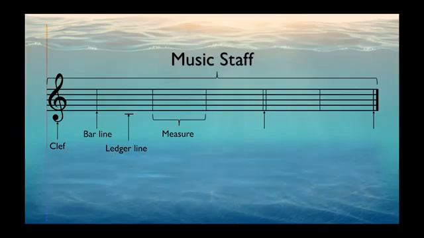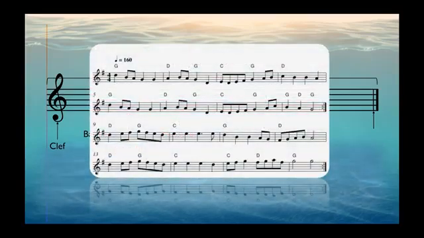In this example right here, you can see that only the first measure of each line is numbered. Right here, right here, right here. Typically, the first or last measure of each line will be numbered for faster reference. So just like we have here, our first measure of each line is numbered.